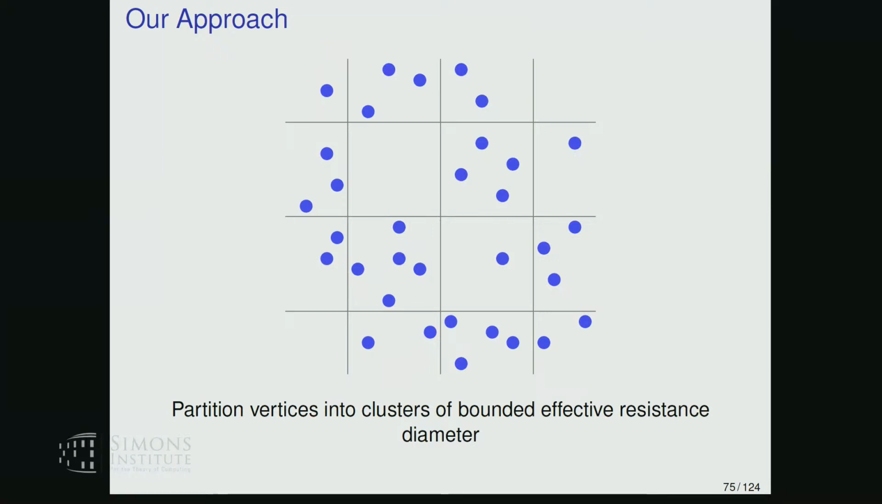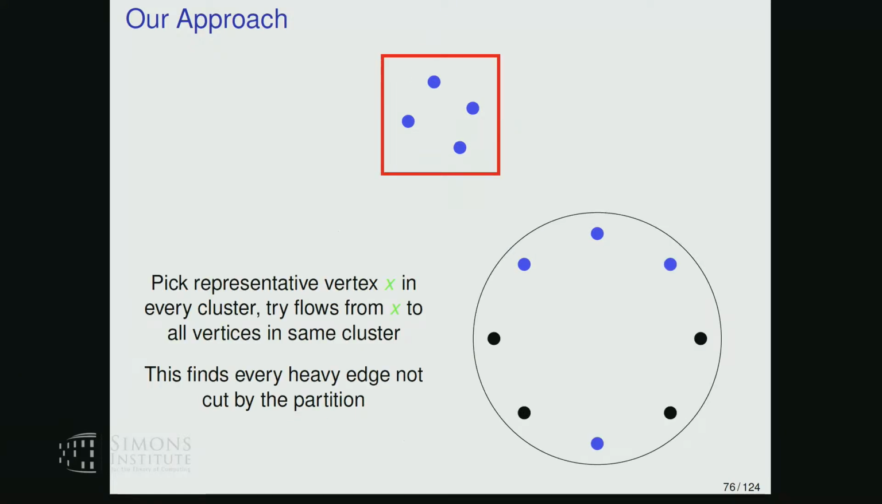So that's a nice experiment, but how do we turn it into an actual algorithm with a linear or nearly linear runtime complexity? We take the vertices of the graph and we want to partition them into clusters of bounded effective resistance diameter. Okay, so here's a pictorial representation of that. Then for every such cluster in the partition, we perform the following operation. We pick one representative vertex, x. Here's x.